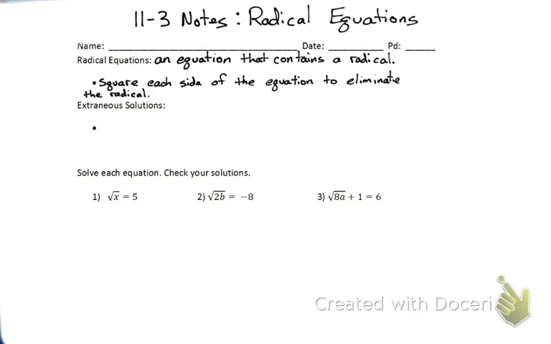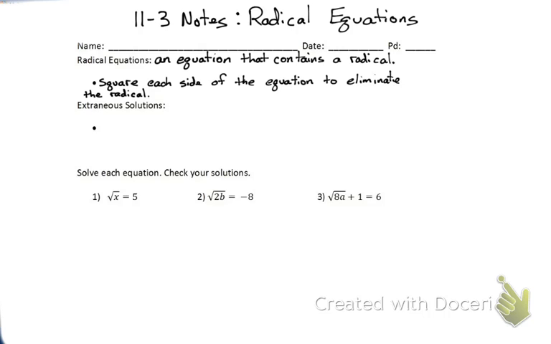That's very simple. What that means about what you're going to need to do is what you'll see there in the bullet point: you need to square each side of the equation to eliminate the radical. Again, pause the video if you need to copy that down. Square each side of the equation to eliminate the radical.